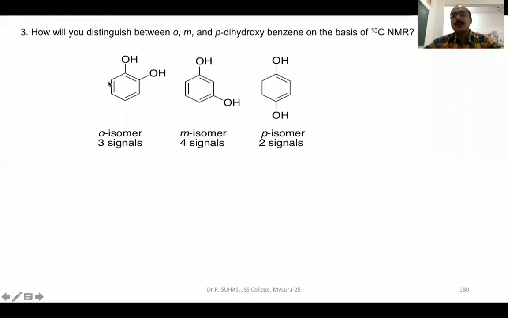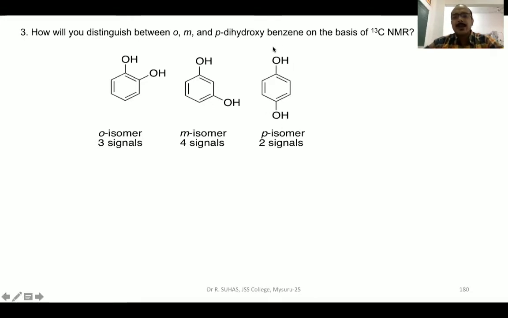Now we have to count how many different types of carbons are there. Here, both these carbons are present in the same environment. These 2 carbons are in a different environment. These 2 carbons are in a different environment. So you should get 3 different types of signals for the ortho isomer. For the meta isomer, this is different, these two are different, these two are different, this is different. So 1, 2, 3, and 4. So if you get 4 signals in the CMR spectrum, you can say that the isomer is meta.